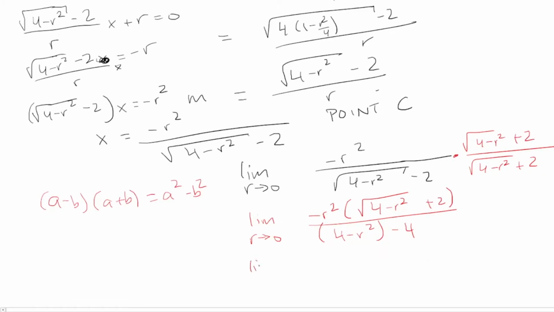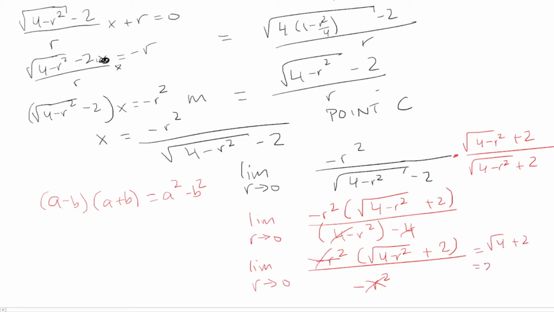So you get the limit as r approaches 0. The 4's are going to cancel. You have -r² times the square root of 4 minus r² plus 2, over -r². Now the -r² is going to cancel. And if I plug in r equals 0, I get the square root of 4 plus 2. That's 2 plus 2, and that's going to be 4. So that's going to be the position of C.